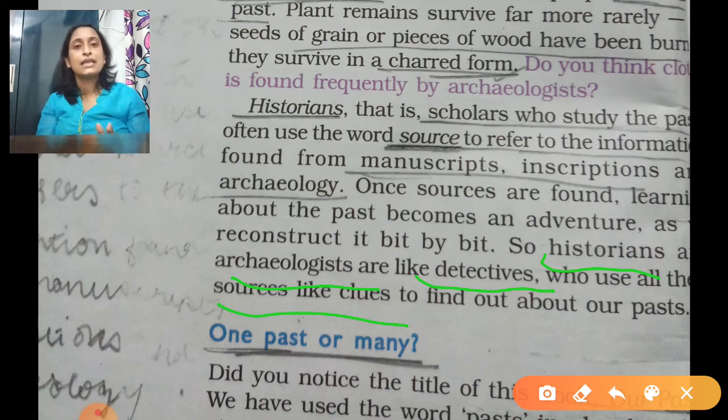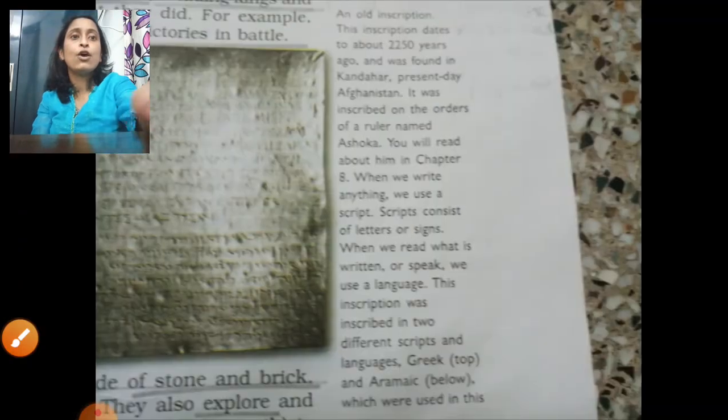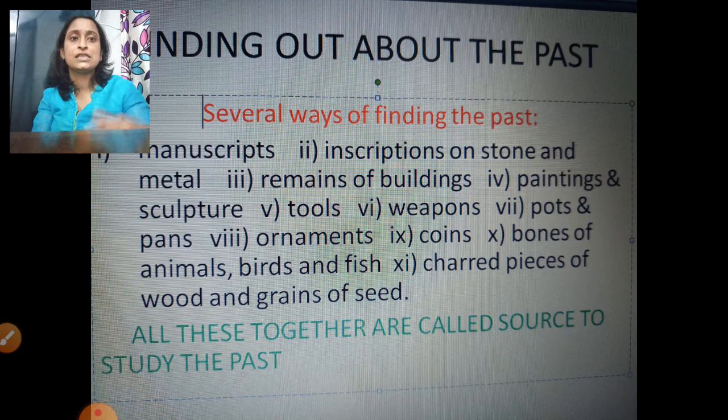So when we are getting answers to so many questions like what, where, how and when, where do we get these answers from? We get these answers from the various sources of history. What are these various sources? Manuscripts, inscriptions, tools, weapons, ornaments, etc. So you are given a question for today, an activity-based question. You will do that, and reading your textbook is very important. Read the part we have discussed so far.